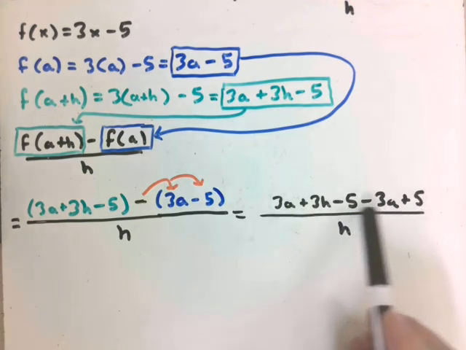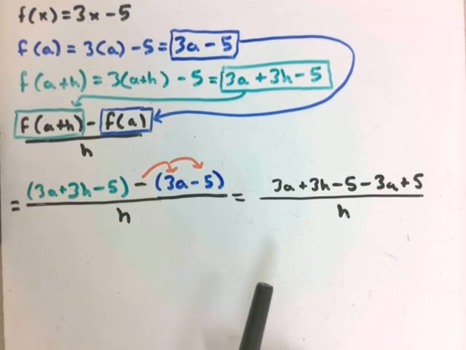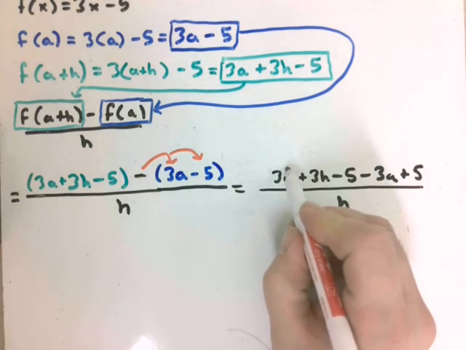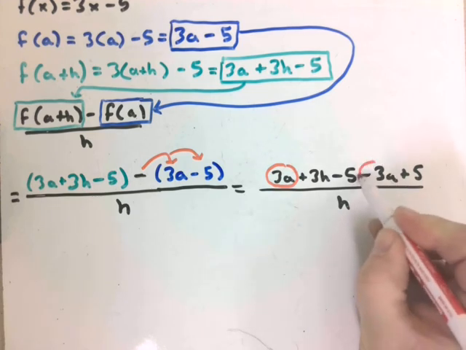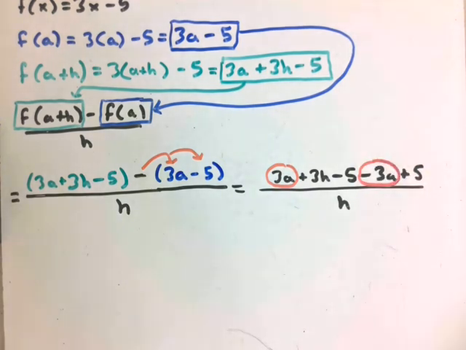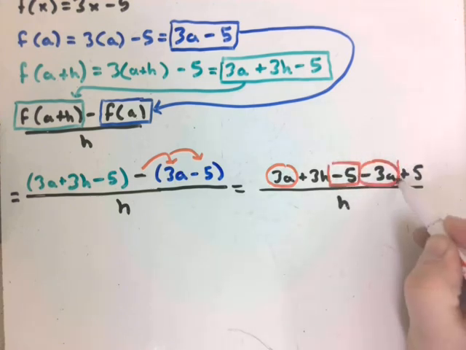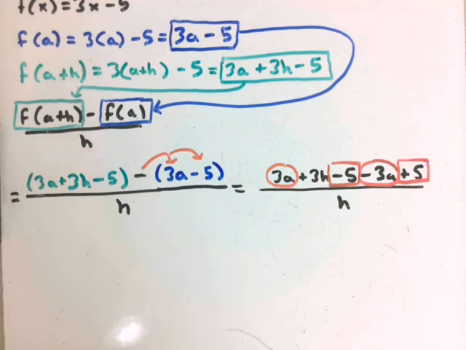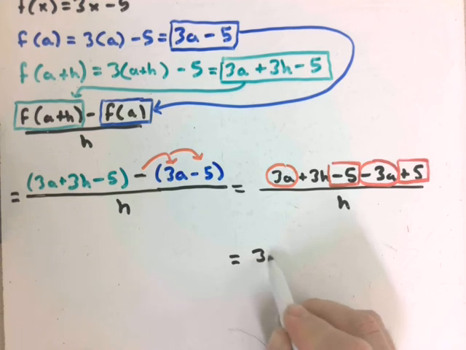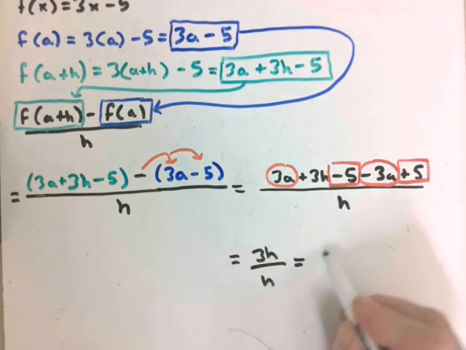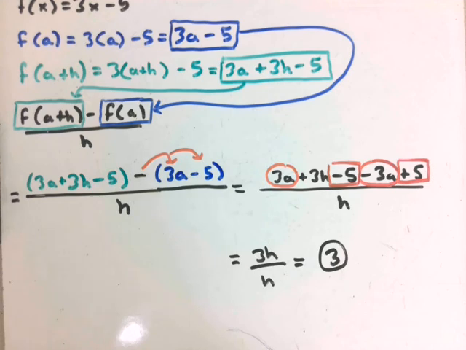Up in the top part of the fraction, we should look and see if we can combine any like terms there. And we do have some like terms. We have a 3a here, and then a minus 3a there, so those are going to cancel out. We also have a minus 5 and a plus 5, so those are going to cancel out. So this is going to equal 3h on the top, everything else cancels, over h on the bottom, and we can cancel those h's out. So our final answer is just 3.